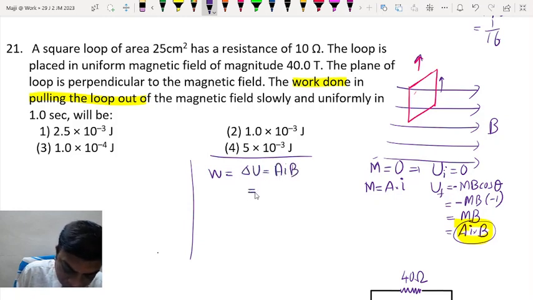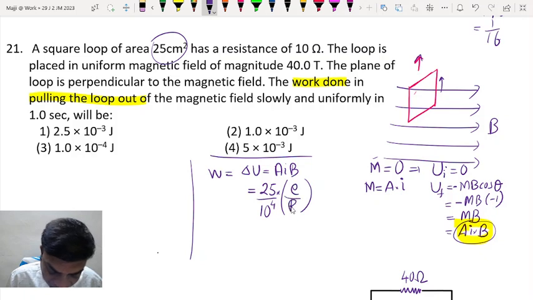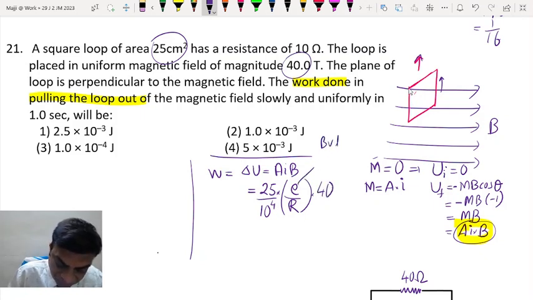So what is the area? Area is 25 centimeter square, so 25 upon 10 power 4 converted into meter square. Current we have to find. Current will be the induced EMF upon resistance, and the magnetic field is given as 40 Tesla. Now induced EMF will be BVL. Across each of these you will have BVL.